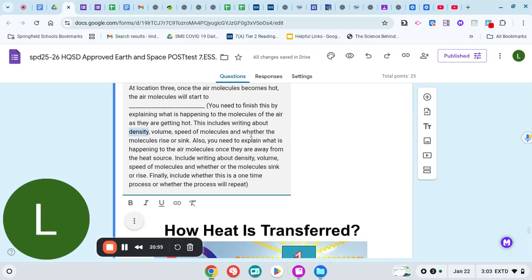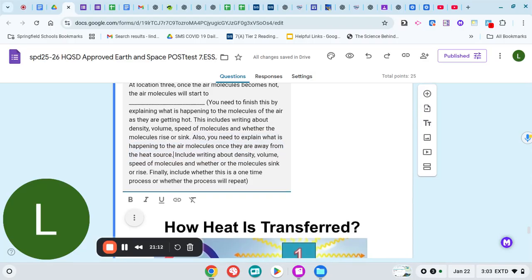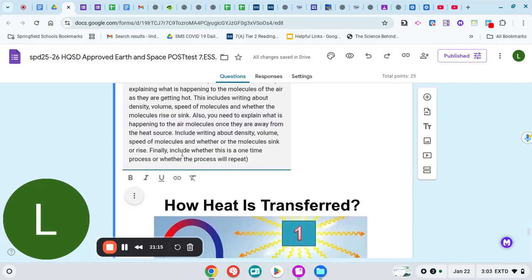And then you would say because they're more dense or because they're less dense, you tell me whether they would sink or rise when they are heated. Then it says also you need to explain what is happening to the air molecules once they are away from the heat source. So once they've risen or sunk, you then say once they are away from their heat source, they will start to blank. You will need to tell me, are they going to start to get cold or are they going to continue to get hot even though they're away from the heat source?